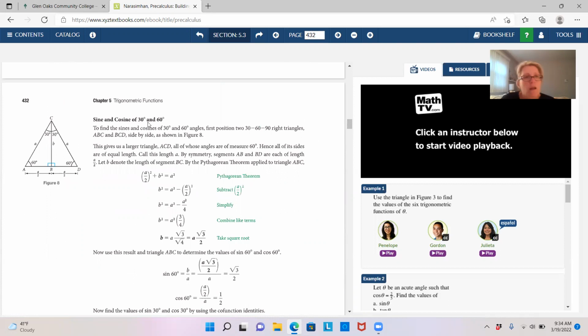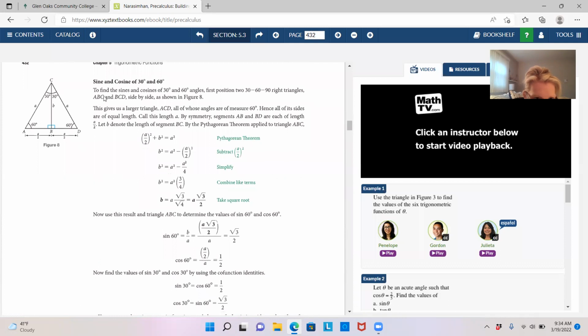On page 432, we walked through the idea of finding sine and cosine of 30 and 60 degrees. It kind of goes back through what we just said. Knowing that on the 30, 60, 90, B, the length of this big triangle, is going to have 1/2 of A when you cut it in half and make these two 30, 60, 90 triangles.